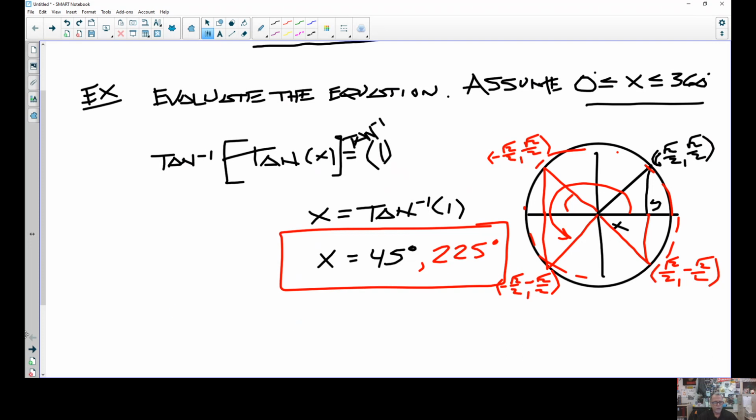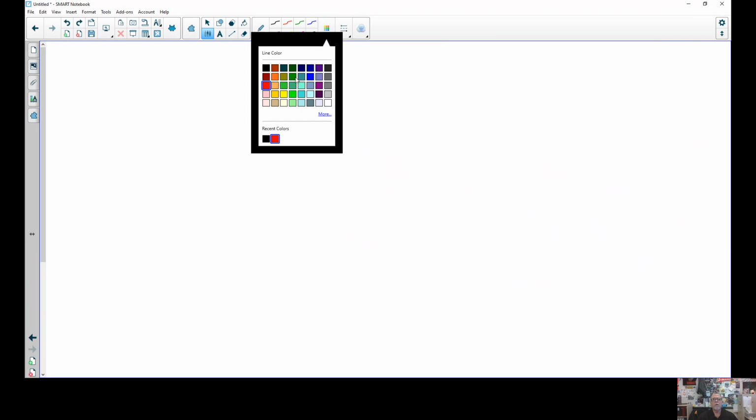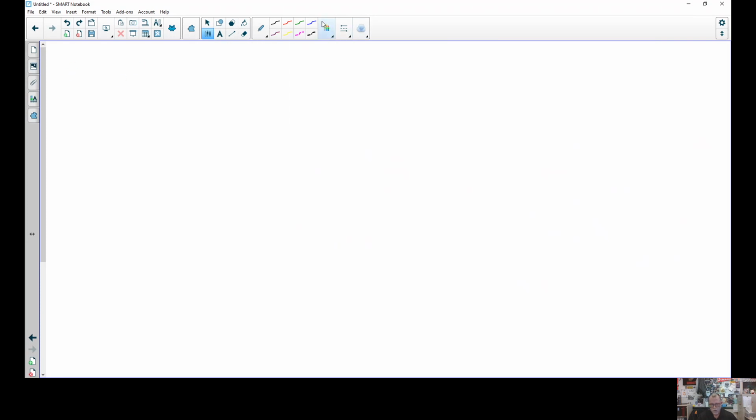Let's do another one. Let's see if you get the hang of this here. Let me get a new color. All right. So another example. Let's do sine of x equals -1/2.